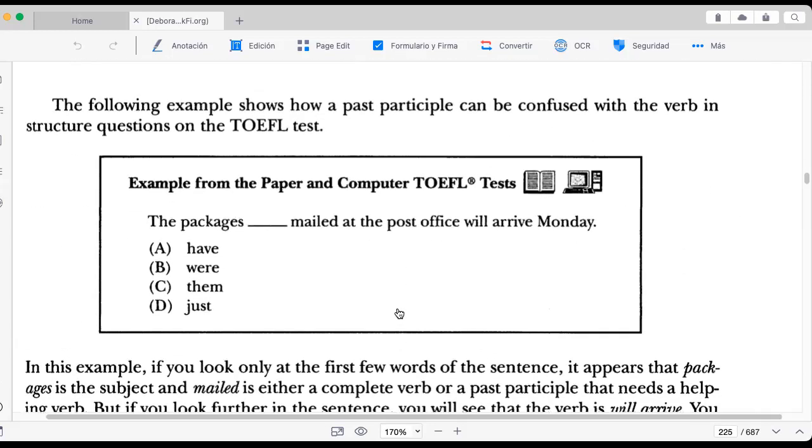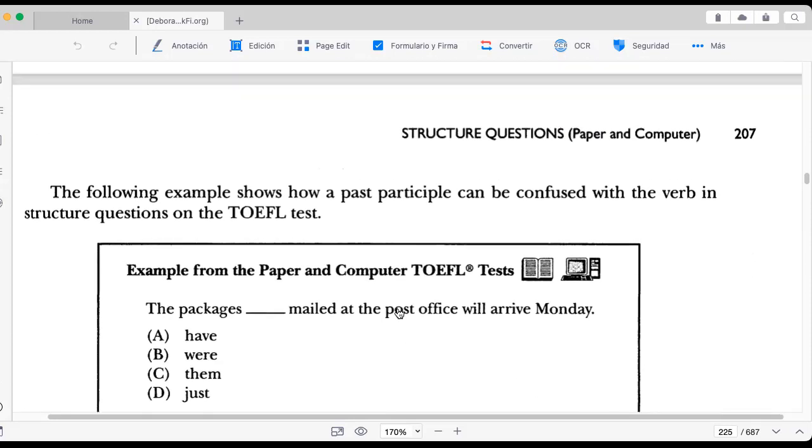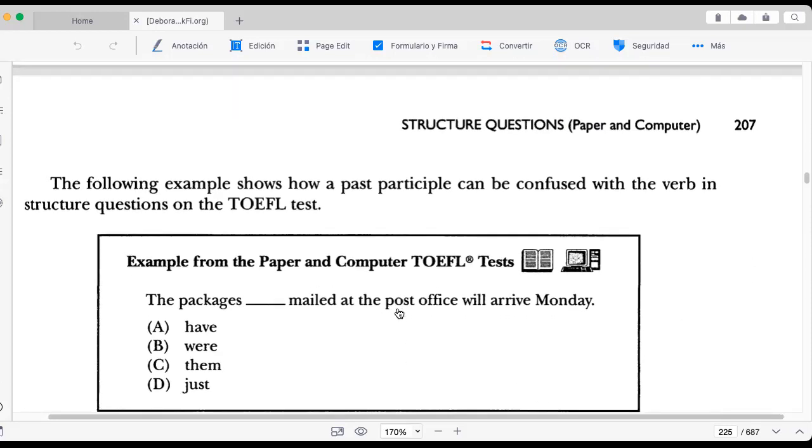Okay, now we have this. It's time to check this explanation. The packages, blank, mail at the post office will arrive Monday. Which is the first option for you? And the best one? Letter B. Letter B.